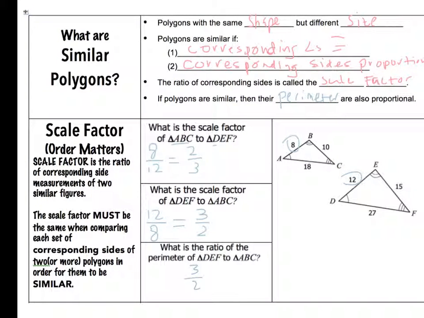If you wanted to test it out, you can, and you'll see that the perimeter of DEF is 54, and the perimeter of ABC is 36. And if you reduce that, you can reduce both of them by 9. Actually, you can reduce both of them by 18, and you'll get 3/2, which is exactly what we found.